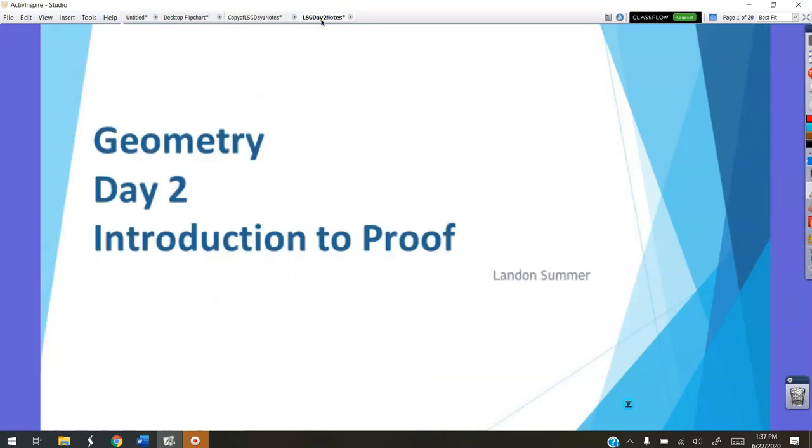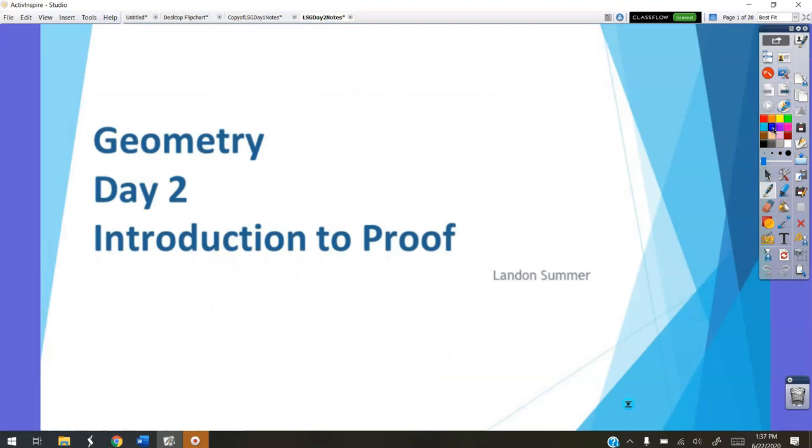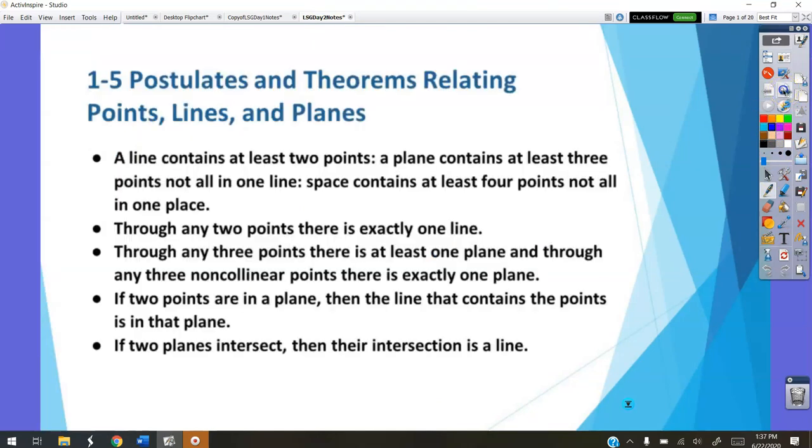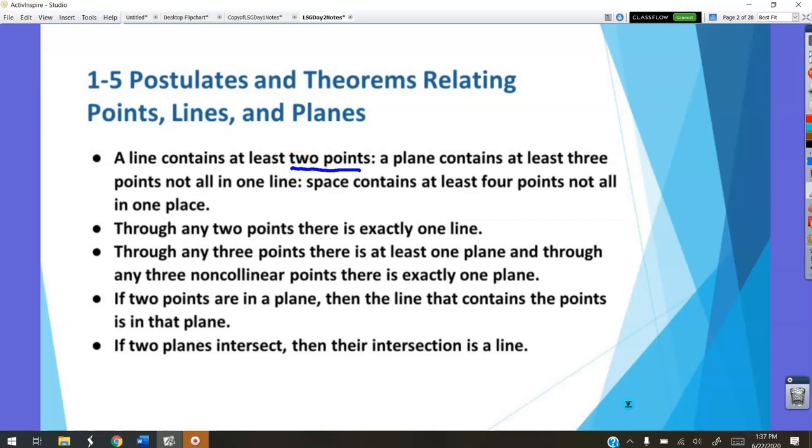Okay. So the intro to the second part. Again, I'm going to go through this a little quick and then we'll do more with it tomorrow. So we're going to learn about postulates and theorems. We've done most of these, but I'll just go through them with you today and then we'll talk more about them in class. So remember this, a line has to have at least 2 points. We talked about that. A plane has to have at least 3 points and they have to be not in one line. So that's the same as non-collinear. Okay, and then space contains at least 4 points and they're non-coplanar.